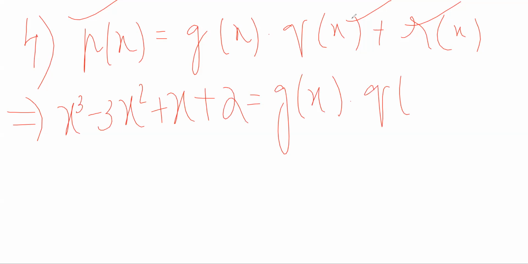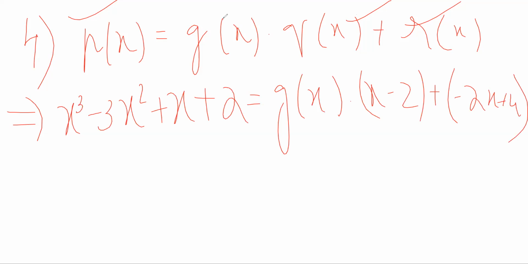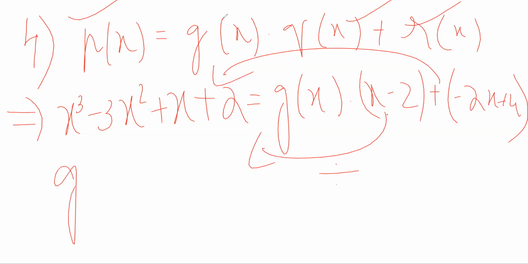So q of x is given, right? What is q of x in this question? It is x minus 2, plus r of x is minus 2x plus 4. So now we can solve for g of x. First, you should subtract this, and then after subtracting, you divide it with x minus 2, and then you get g of x.